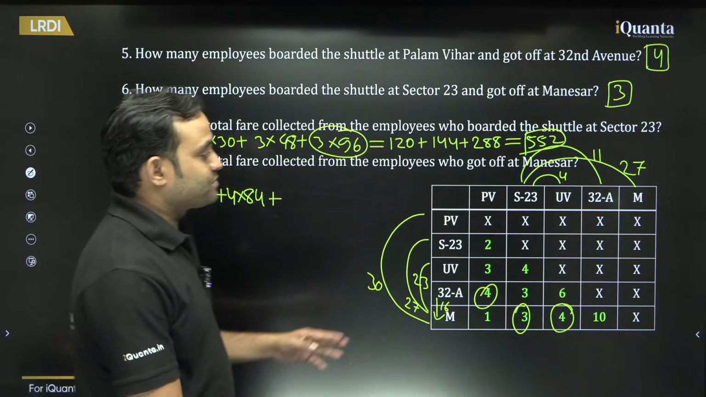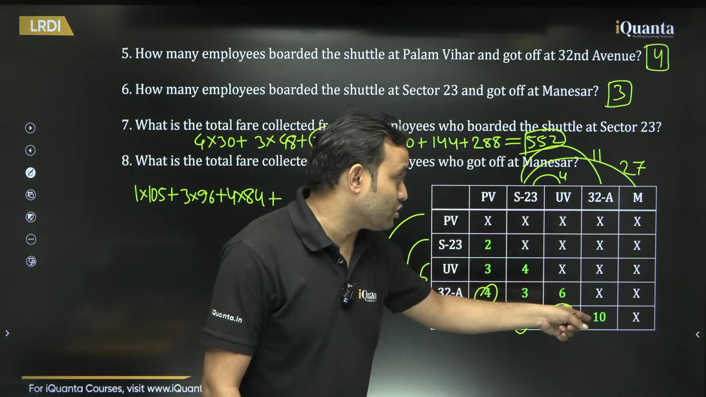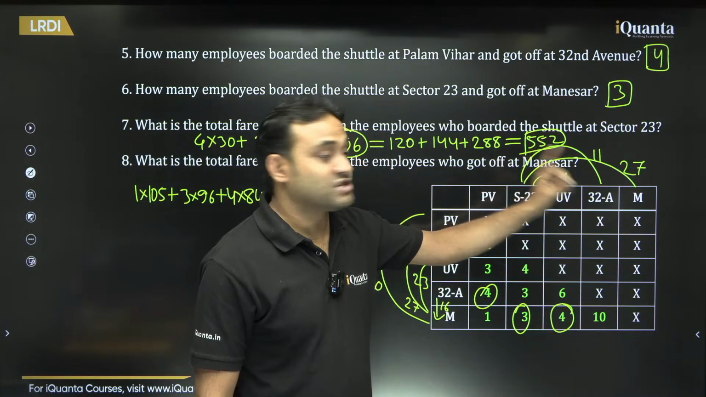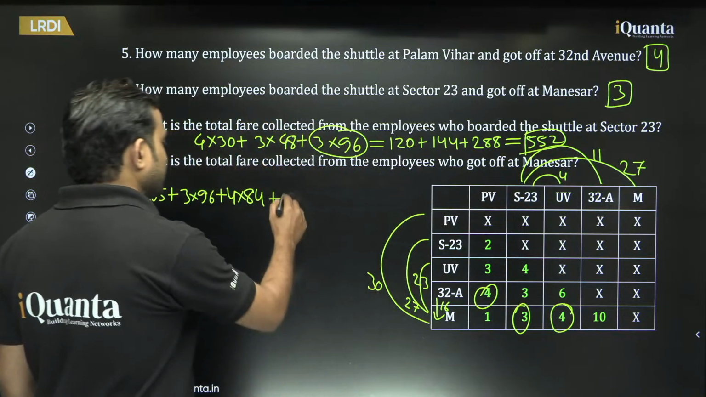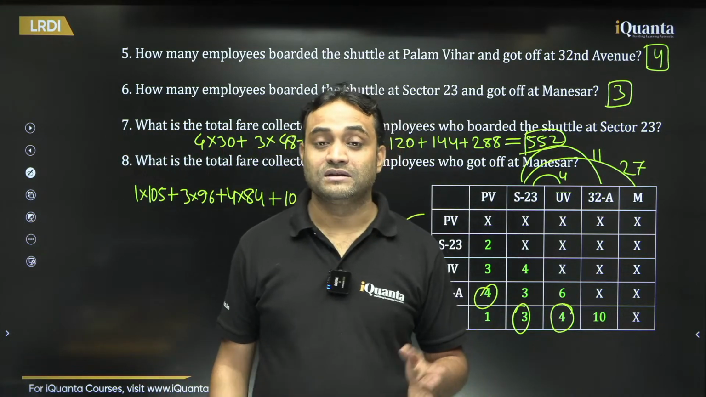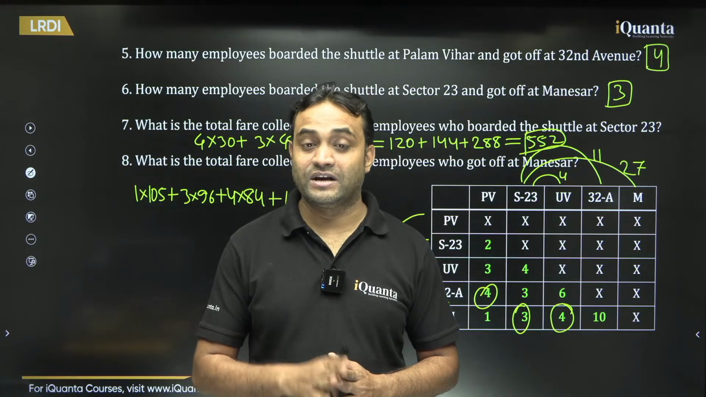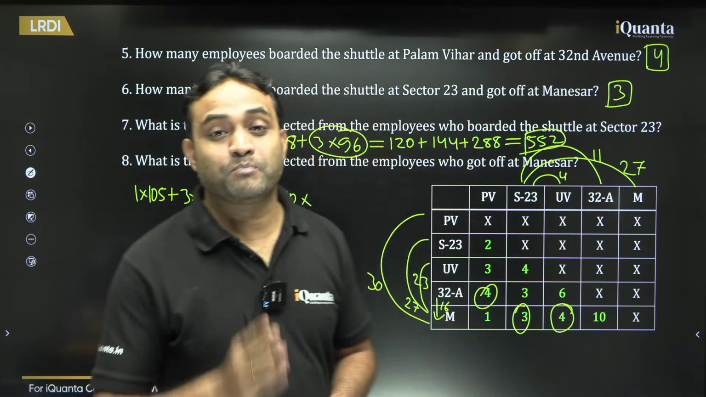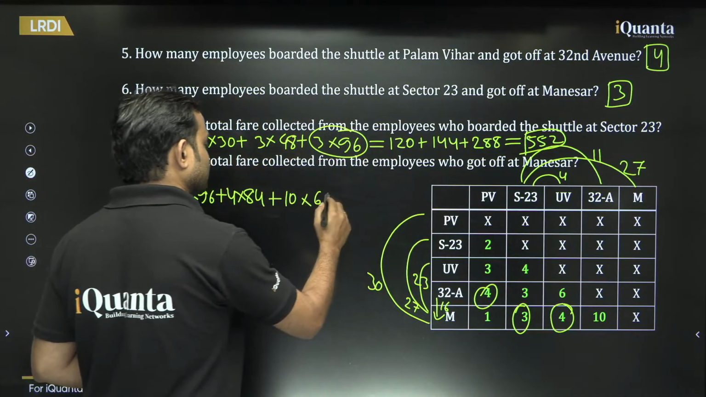Plus from 32nd Avenue, there are 10 employees, the distance is 16, right? So, 10 employees for 16 kilometer, what will be the cost, what will be the fare? 16 minus 5 is 11 into 3, 33 plus 30, 63.